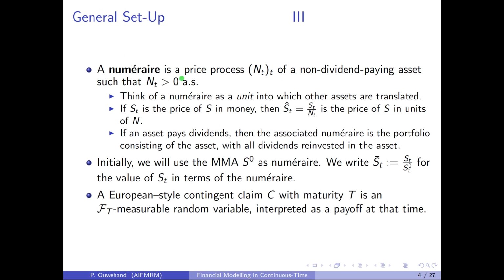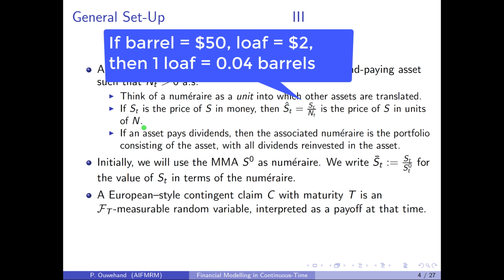A numeraire is a price process N_t of a non-dividend paying asset with the property that N_t is strictly greater than 0 almost surely over the period from 0 to capital T. You can think of a numeraire as a unit into which other assets are translated. For example, if S_t is the price of S in money, in rands or in dollars, then S-hat_t, defined to be S_t divided by N_t, is the price of S in units of N. For example, if a barrel of oil costs $50 and a loaf of bread costs $2, then the price of a loaf of bread in barrels of oil is 2 divided by 50, in other words 0.04.